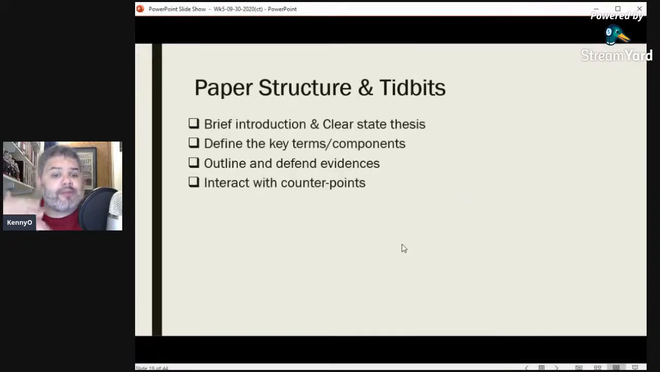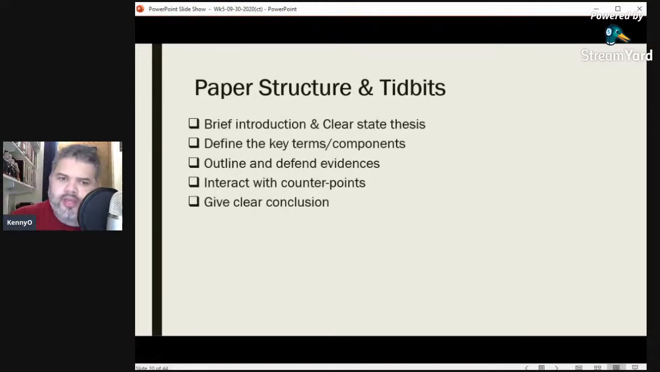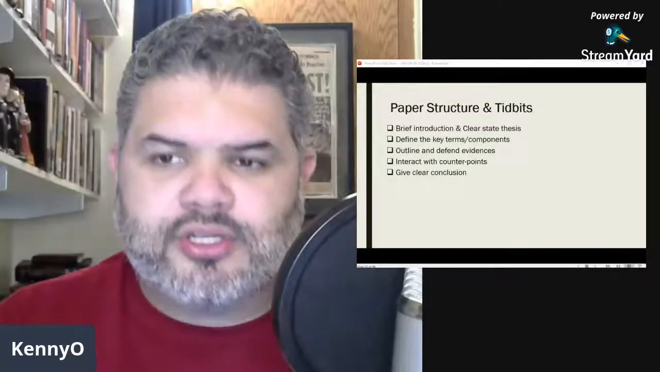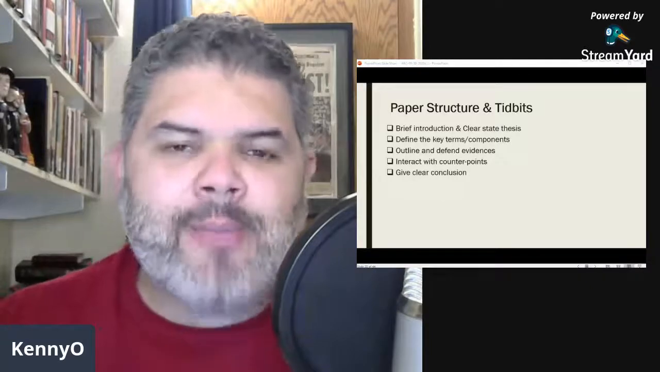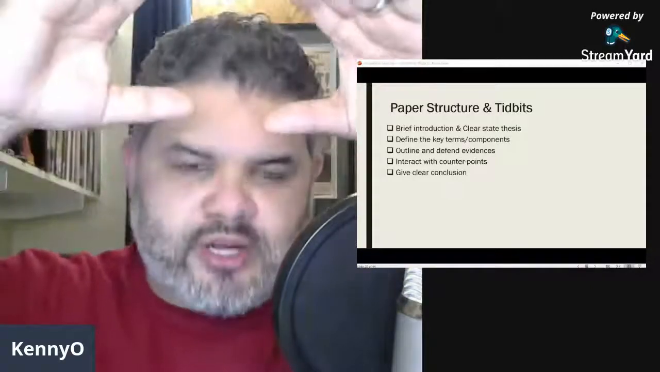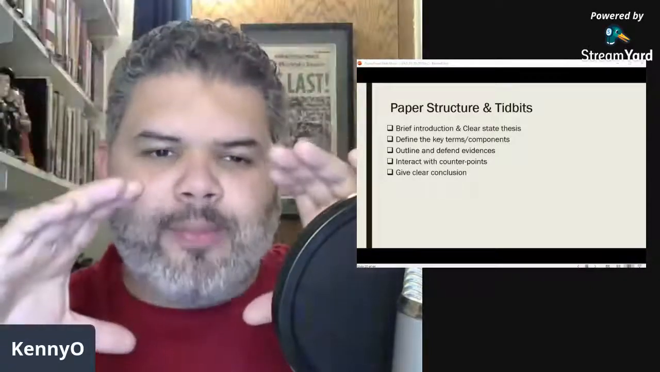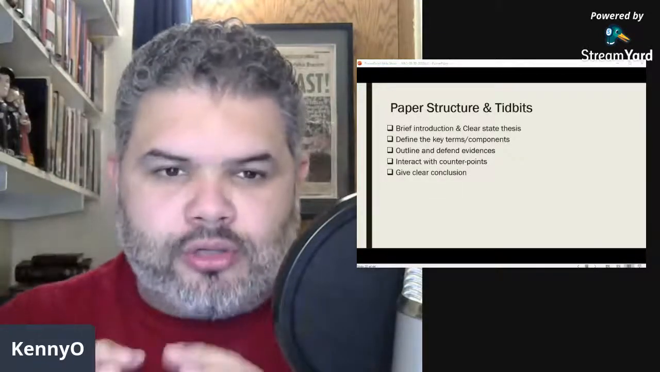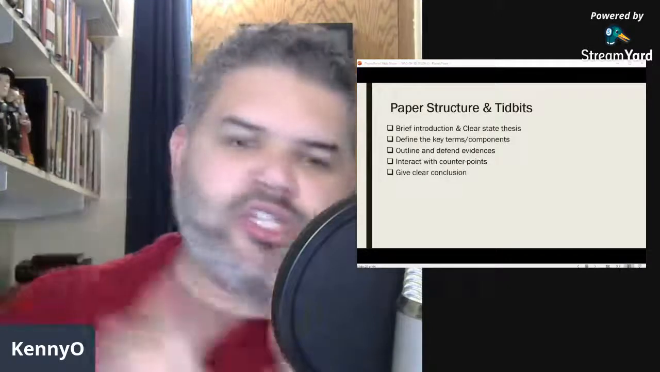Then you're going to interact with your counterpoints, as I already talked about earlier, right? Then you're going to give a clear conclusion. This is really important. So many students don't do this. A clear conclusion. Basically, your paper is this. At the beginning, you're going to tell me what you're going to tell me. And then in the middle of the paper, you're actually telling me what you're telling me. And then at the end of your paper, in your conclusion, you're going to remind me of what you just told me.